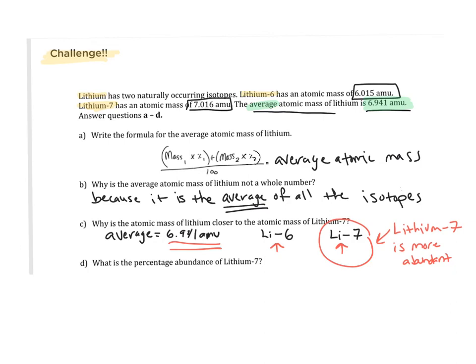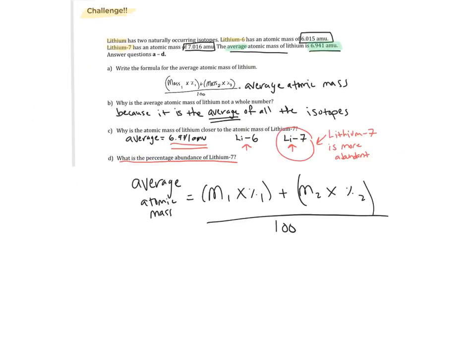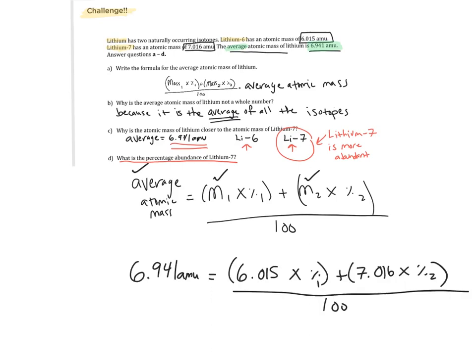And then comes the fun question. What is the percent abundance of lithium 7? Now you have to find the percent abundance. So let's recall the formula. It's mass 1 times percent 1 plus mass 2 times percent 2 over 100 is equal to average atomic mass. Now let's plug in. What numbers do we have? We have mass 1, mass 2, and the average atomic mass. So I've plugged in the numbers that we know. These are the numbers given in the question.